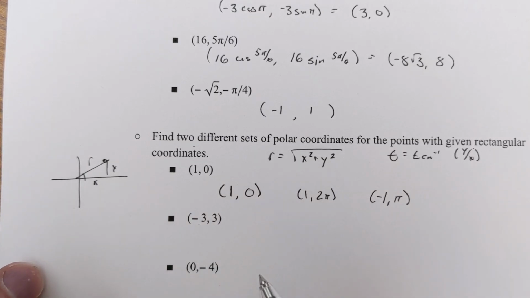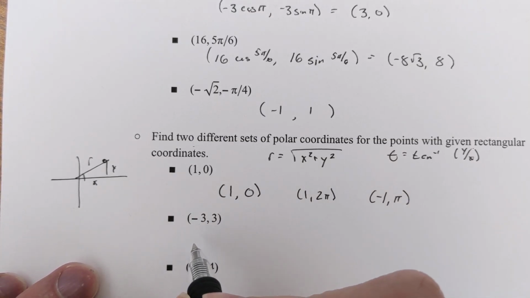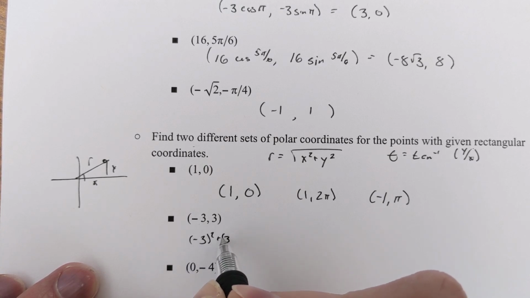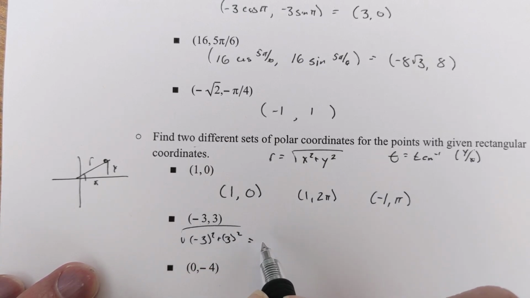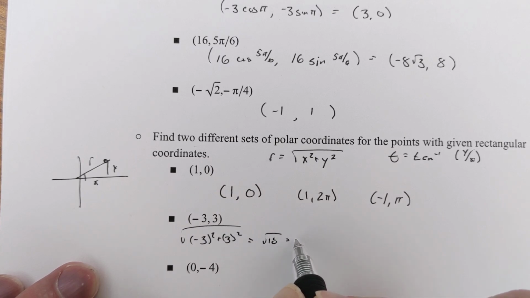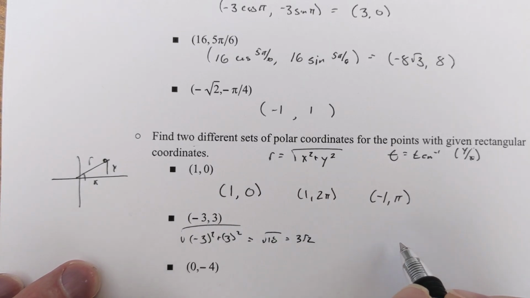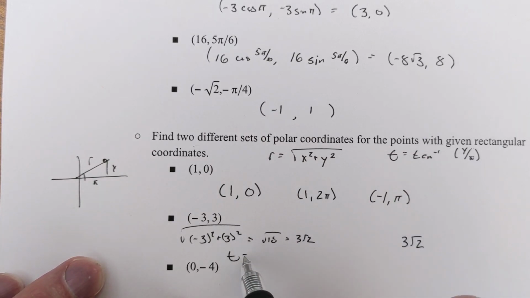All right, so negative 3, 3. So the r value for this one, we would do negative 3 squared plus 3 squared underneath the root. So that's root 18, which is 3 root 2. And the angle would actually be the inverse tangent of negative 3 over 3, or positive 3 over negative 3. What your calculator will tell you is negative pi over 4.